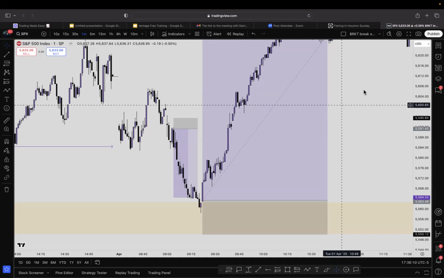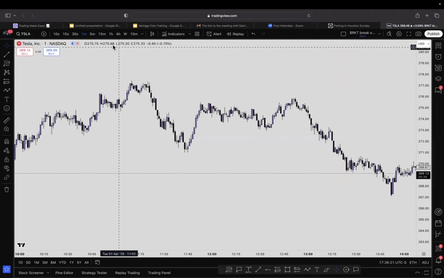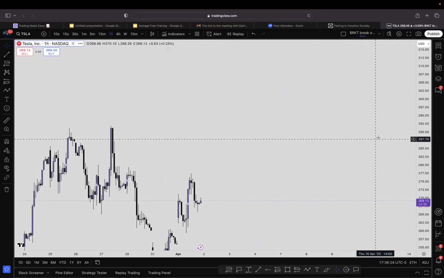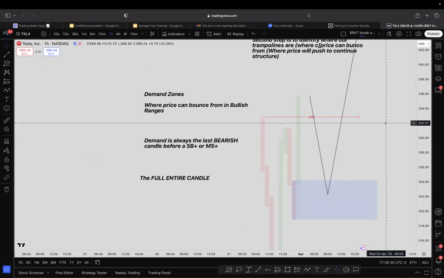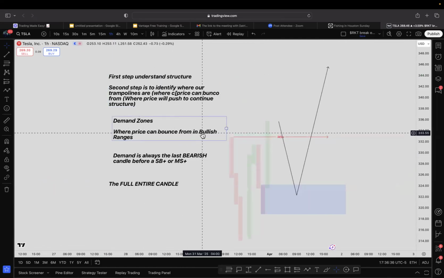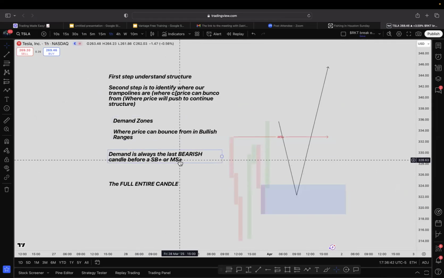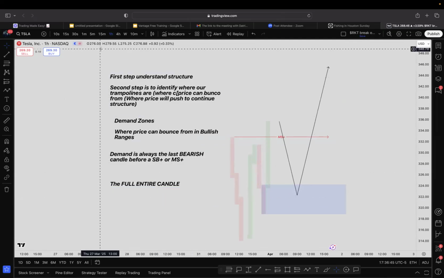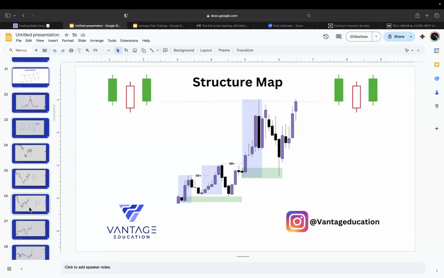Yeah, we can go over more examples. Definition of demand. Let me see. Oh, here it is. Just think of it like this. Where price can bounce from in bullish ranges. Demand is always the last bearish candle before a structure break to the upside or market structure shift. It's the full candle. So one of the examples that I showed you guys earlier, this was yesterday.